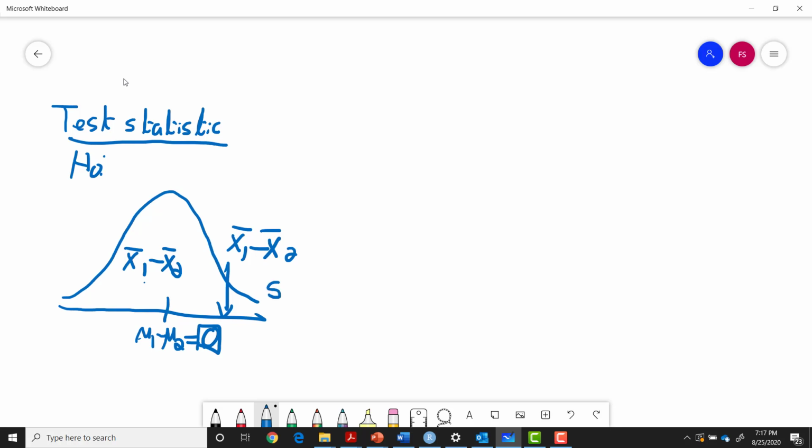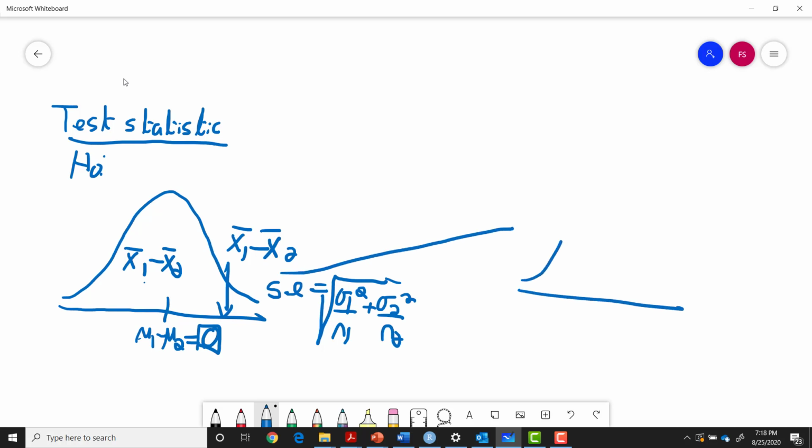And again, the standard error, as with the confidence interval example, is this combination of the two variances. So it's going to be sigma 1 squared over n1 plus sigma 2 squared over n2. So again, if we want to do these tests, we want to turn this little point here, our x bar 1 minus x bar 2, into a z. That's all we're doing. We want this centered at 0, and we have a standard error of 1.